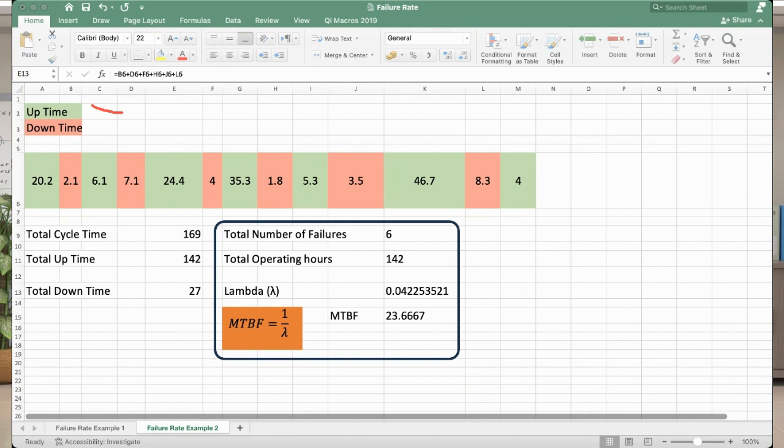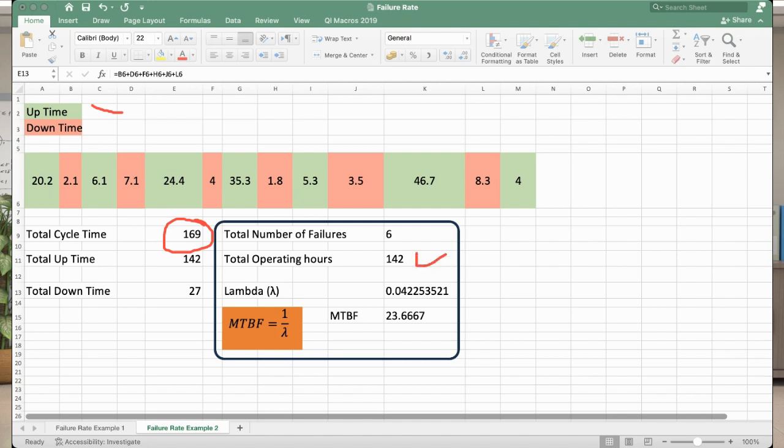Downtime, it's not operational. As you see here, the total cycle time, from column C up to column M, all the cycle time equals 169. Total uptime equals 142, which is the summation of the green ones, and total downtime is 27, which is the summation of downtime. The number of failures is 6. How are we going to come up with this number? We will count the number of downtimes: 1, 2, 3, 4, 5, and 6.